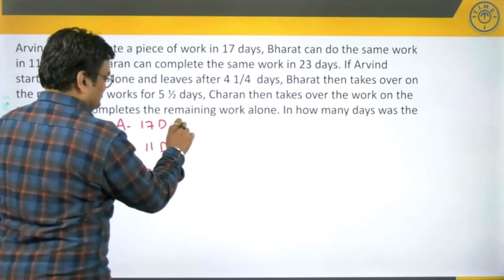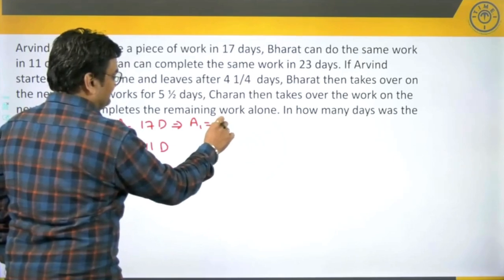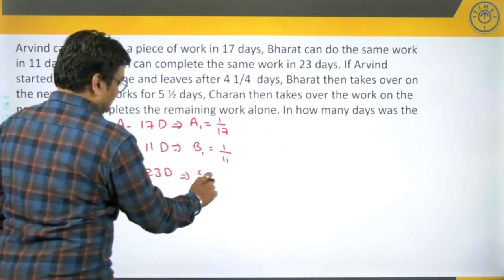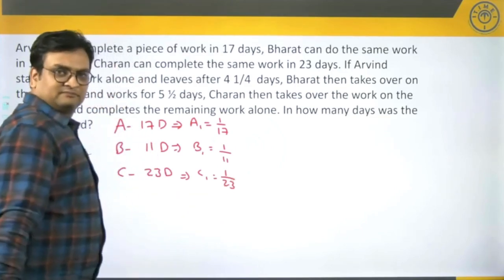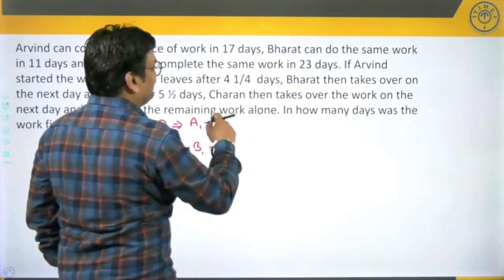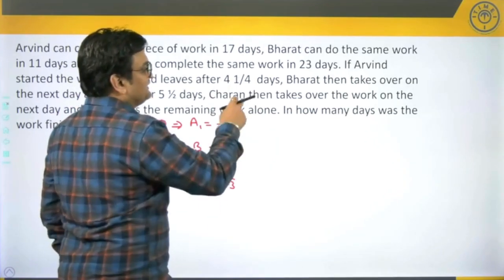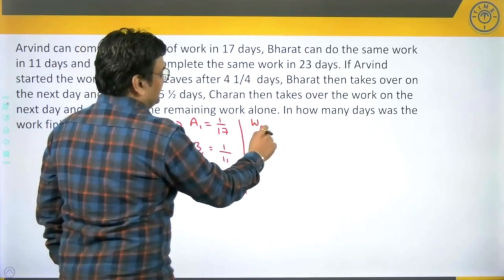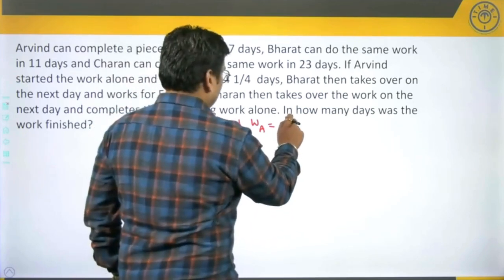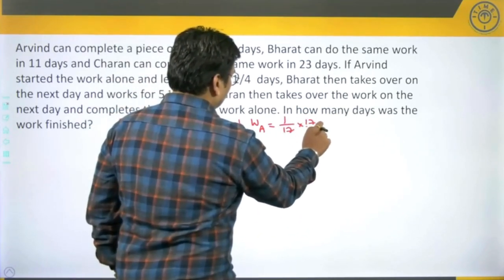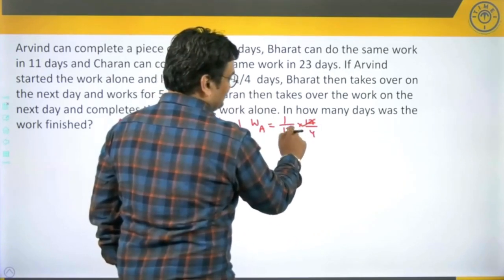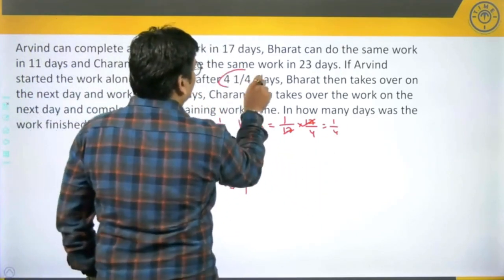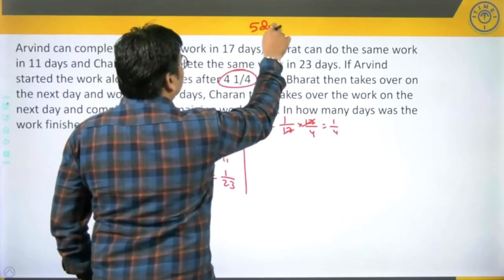Look at this. What is Arvind's rate in 1 day? Bharat's rate in 1 day? And likewise Charan in 1 day. Now, Arvind is working for 4 1/4 days, which is nothing but 17/4 when you simplify. So, can I say work done by Arvind will be 1/17 into 17/4. 4 1/4 is 17/4, which will give us 1/4. So, 1/4 work was done by Arvind, right? In how many days? Please note, 5 days. We will not say 4 1/4 because the 5th day is entirely taken.